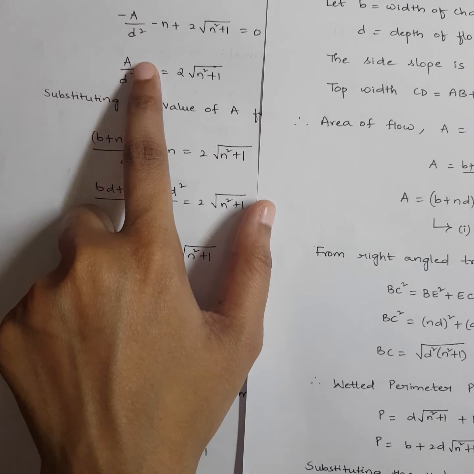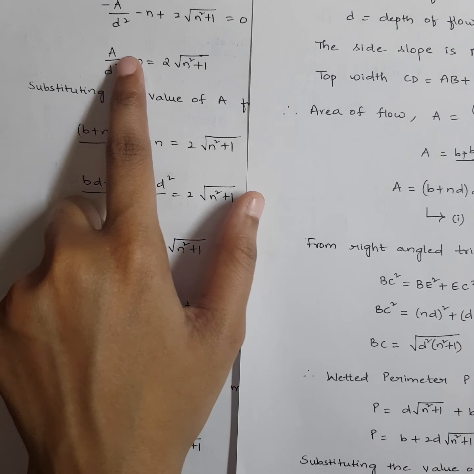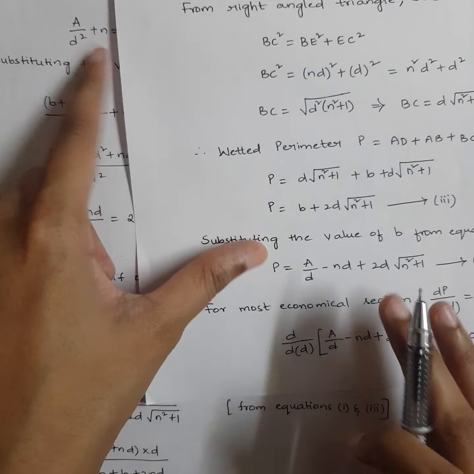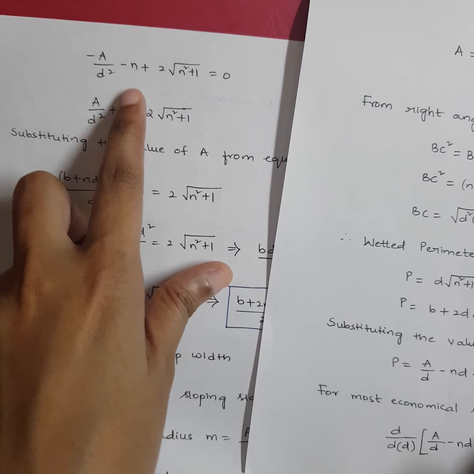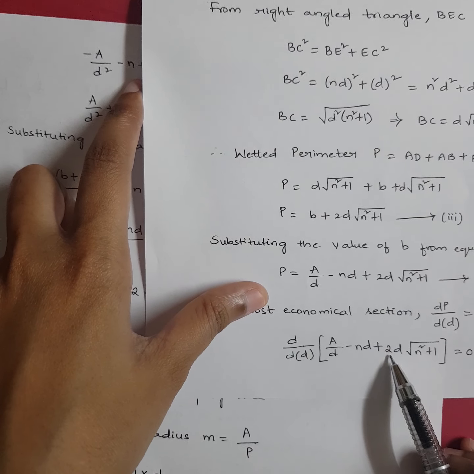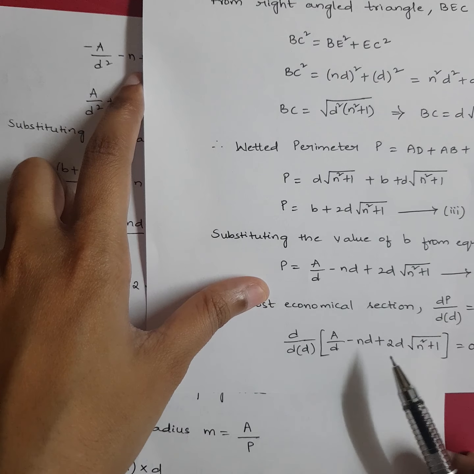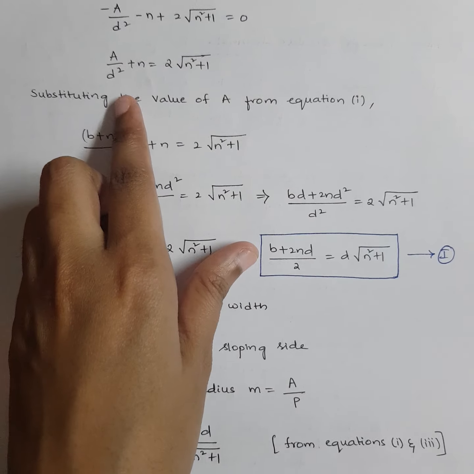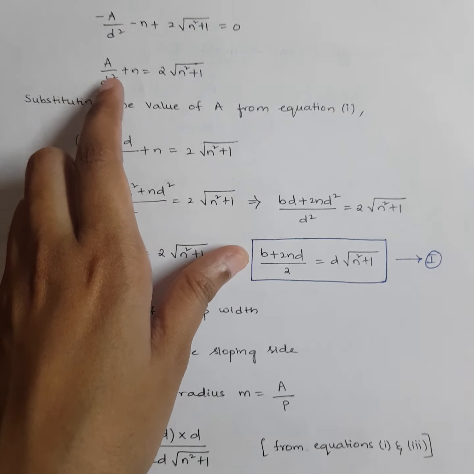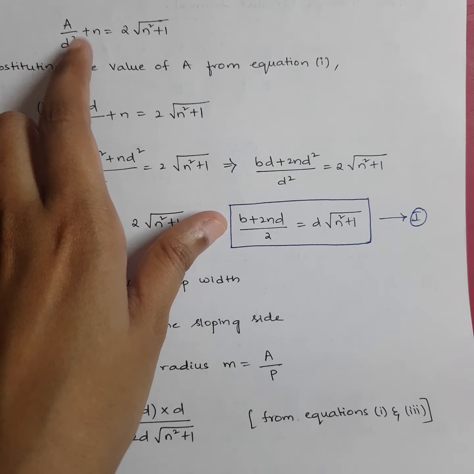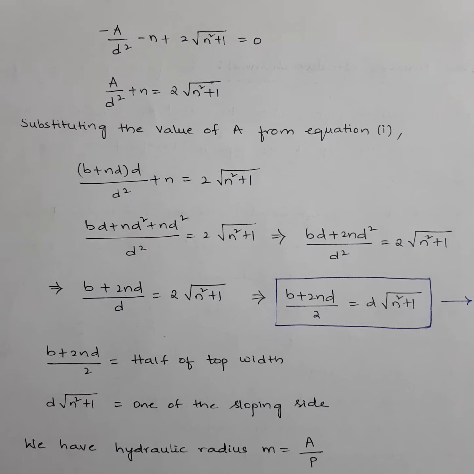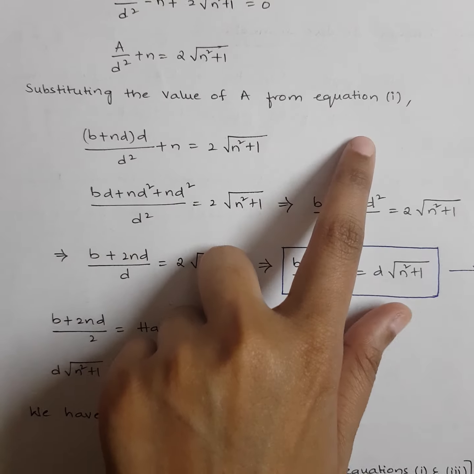So here I have written next, differentiation of minus nd: d by dd of minus nd will be minus n, plus differentiation of 2d root n square plus 1 with respect to d will be plus 2 root n square plus 1. So equal to 0. So from here I have just put A by d square plus n here and 2 root n square plus 1 this side. Then substituting the value of A from equation 1.